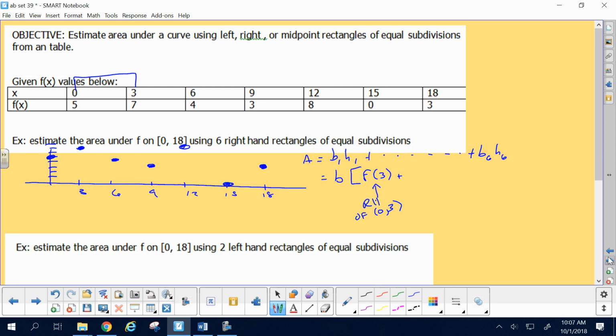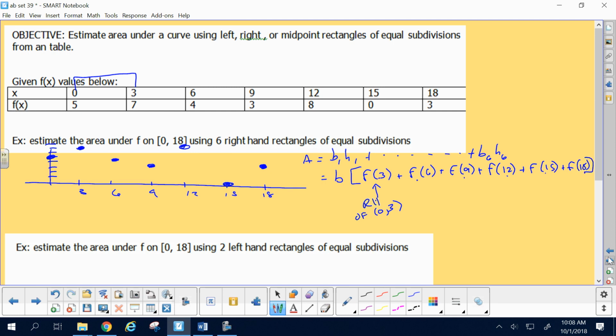My next height is F at, well, the interval's from 3 to 6. If I use the right endpoint, then it's F at 6. My next height, height 3, is F at 9. Height 4 is F at 12. Height 5 is F at 15. And my last height is F at 18. Count to make sure you have answered the question. 6 rectangles, I should have 6 heights. 1, 2, 3, 4, 5, 6.